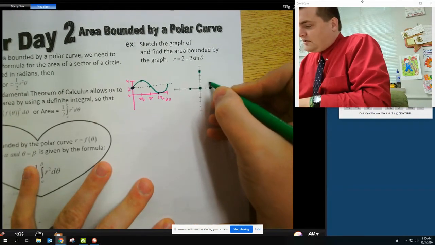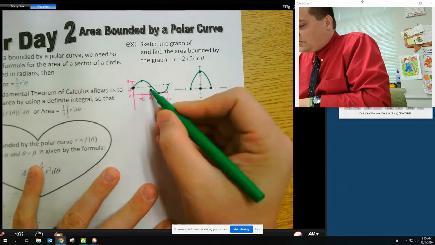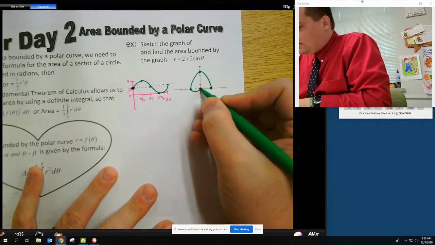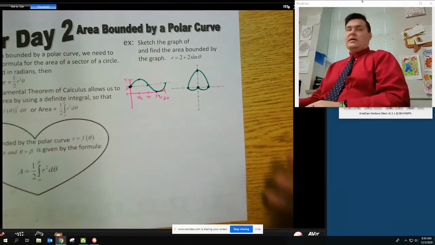If you notice, it's increasing. Okay, and then we're going to start to have a smaller radius in this part to get to 0, and then a smaller radius here. And that's how you graph that one.